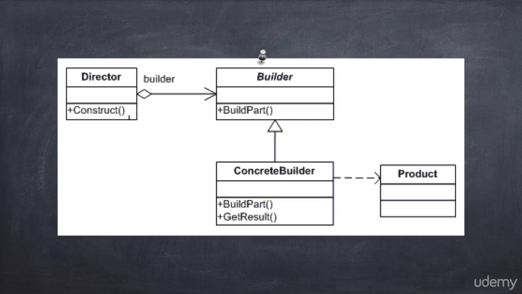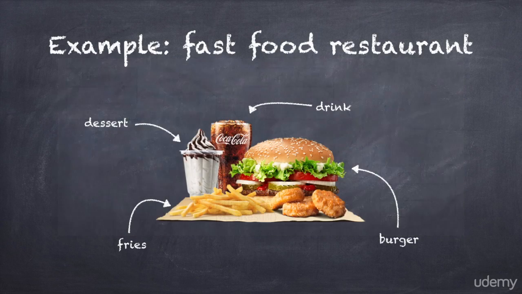Let me show you an example of the builder pattern. I am going to write software for a fast food restaurant. You might have noticed that places like McDonald's or Burger King work with standardized menus. There's always a burger, fries, drink and a dessert on the menu. And the kids menu doesn't have a dessert, but it includes an extra toy.